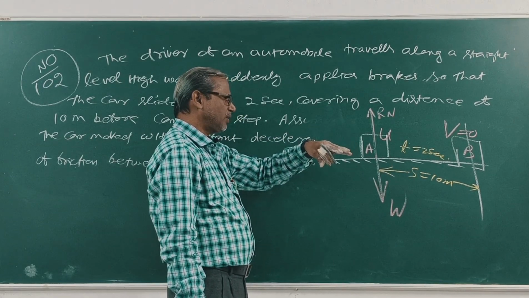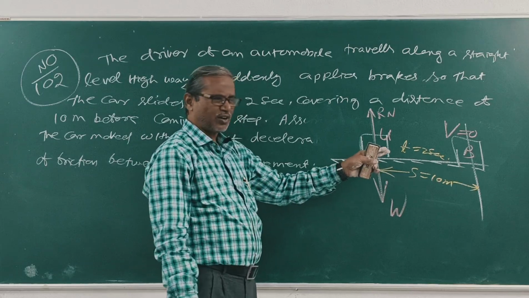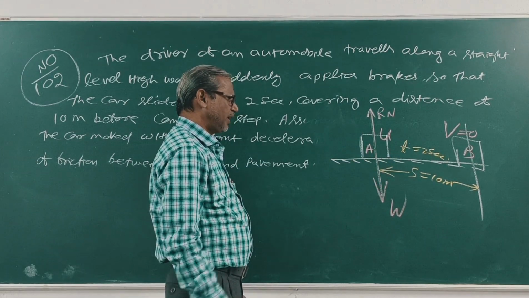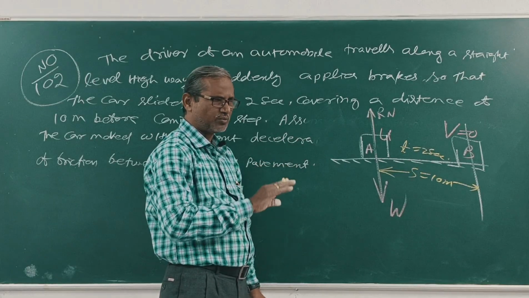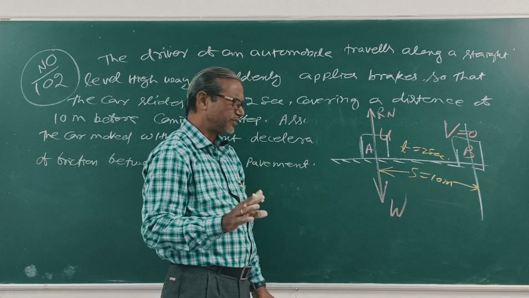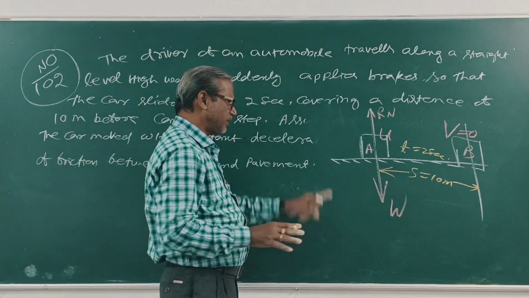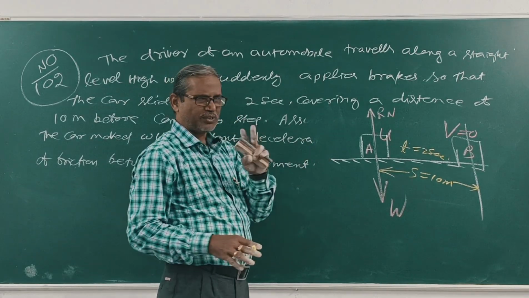At B, the car comes to stop. That is, V_B is equal to 0, and there is uniform deceleration during its motion, so A is negative. Clear? Find the coefficient of friction between the tires of the car and the road surface.